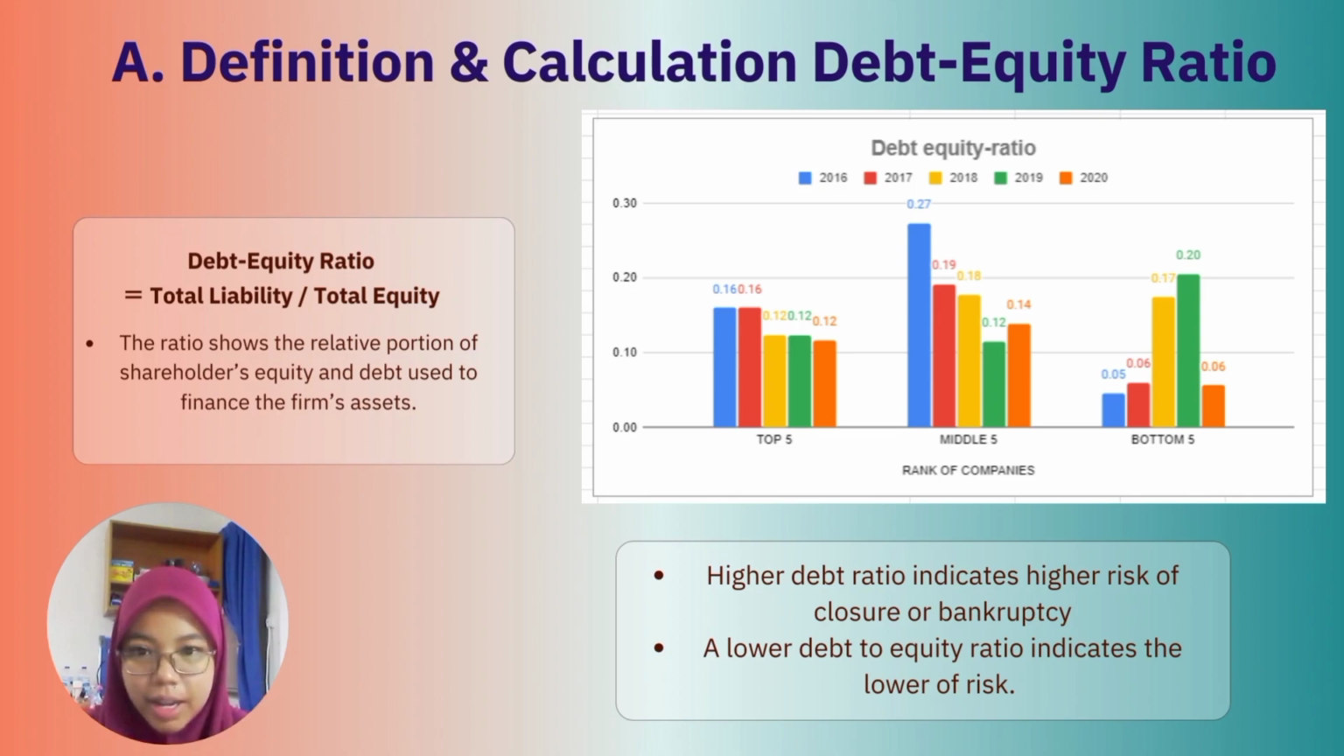Okay. Lastly, in the bottom 5, we can see 2019 has the higher debt ratio, but in 2020, the debt ratio becomes lower again, and not more than 1.0. So it indicates a lower risk of bankruptcy. So we can conclude that the high demand of the healthcare sector in 2020 helped them to lower the debt equity ratio.